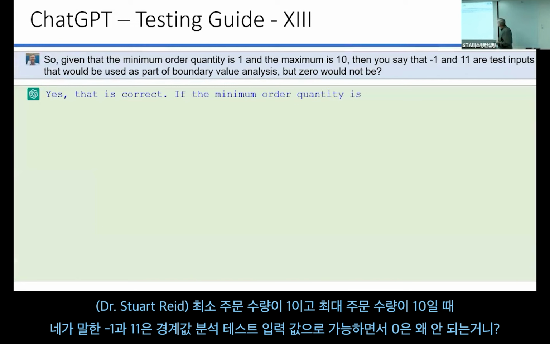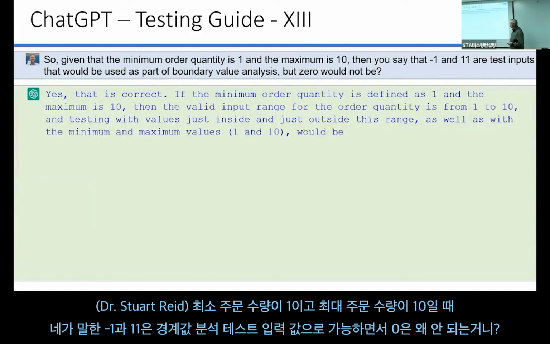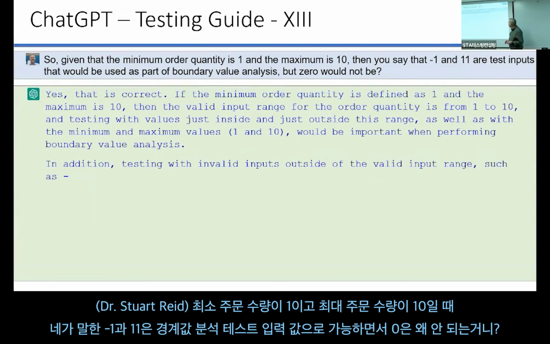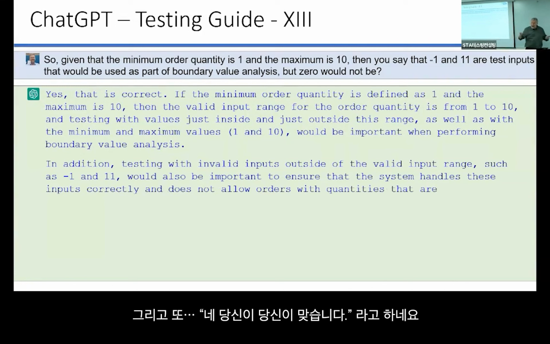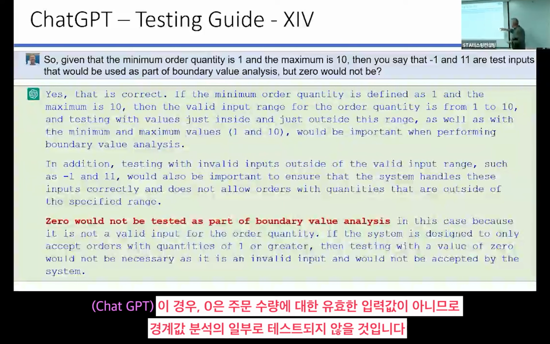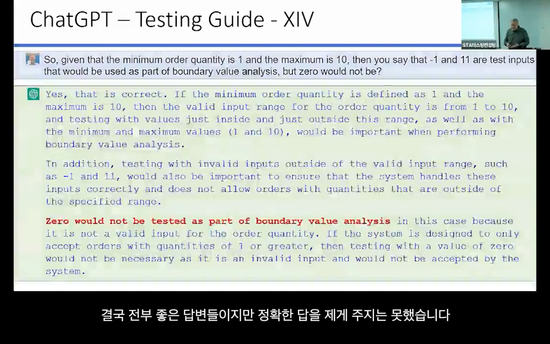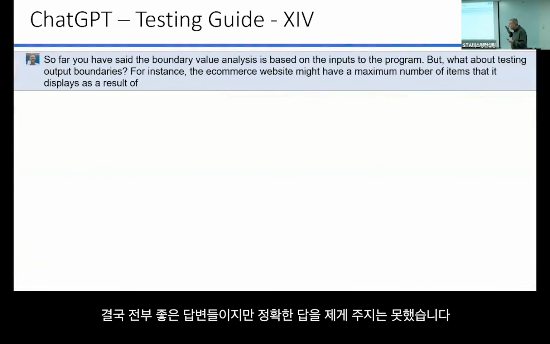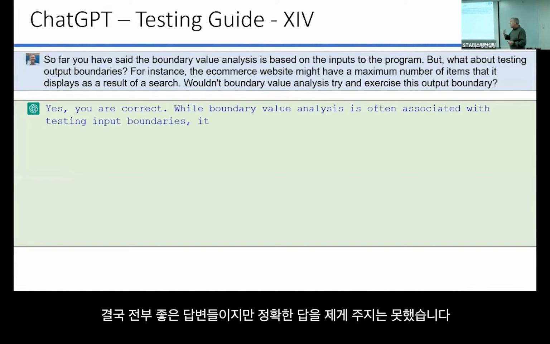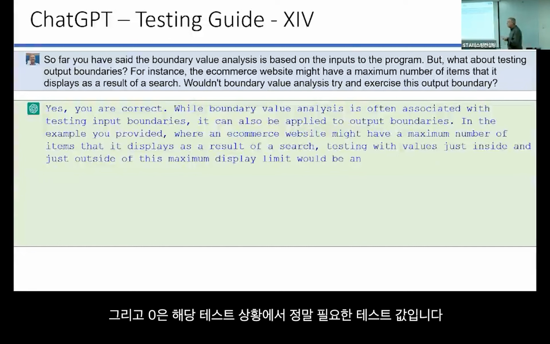So given that the minimum order quantity is 1 and the maximum is 10, then you say that -1 and 11 are test inputs. But 0 would not be. And again, yes, you're correct. Why would we do that? 0 would not be tested as part of boundary value analysis, in this case, blah, blah, blah, for the same reasons as before. So it sounds really good, but it's not giving me the right answers. And 0 is really a value that I would want to be tested in that situation.